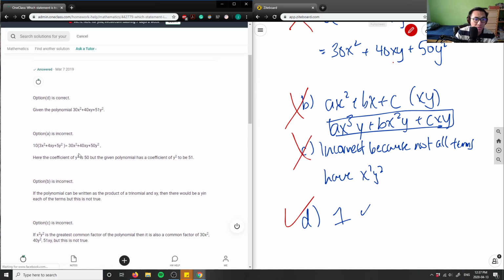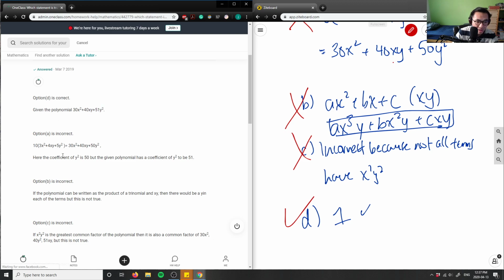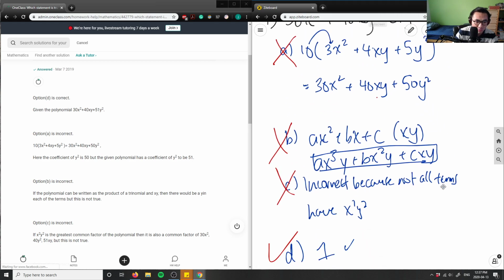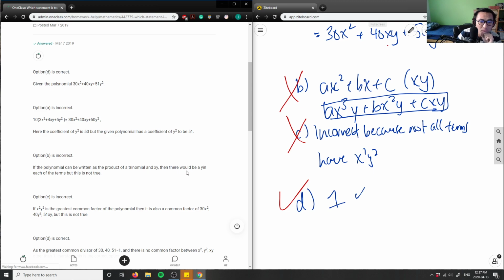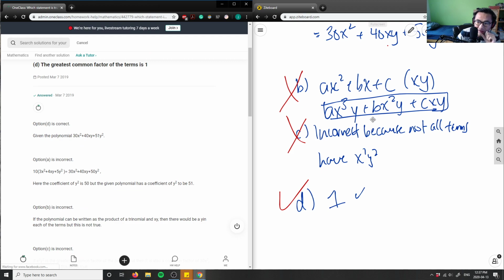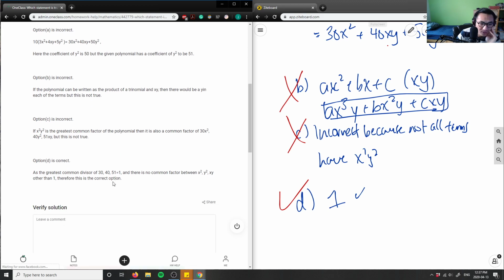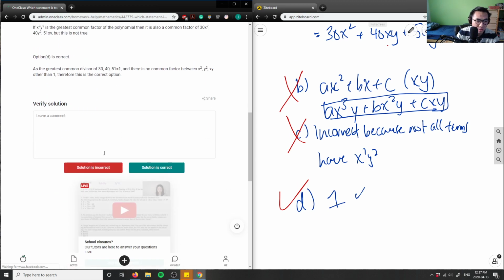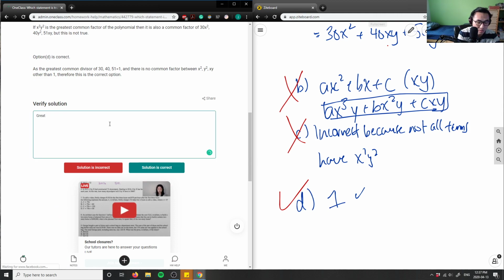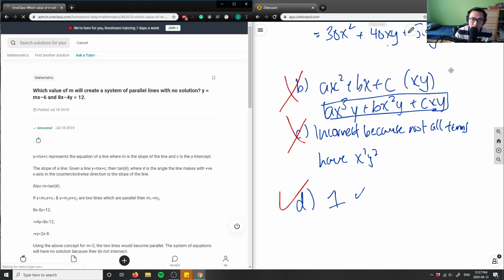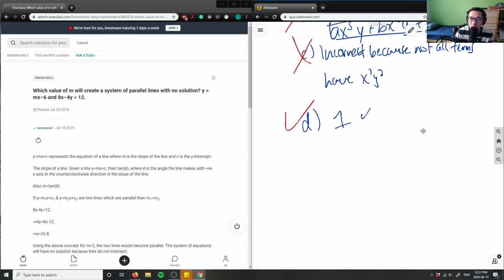And that's what they wrote here. Option D is correct because of this. Good. Option A, yes, 50 compared to 51. That's what I did over here, which is correct. Option B, there would be a y in each of the terms, but this is not true. That's also correct, because I have a y and a y here. And greatest common factor is not it. That's good, and option D is correct. Sweet. This is a good solution, step by step, and the solution here is correct. That was 7. Let's do number 8.